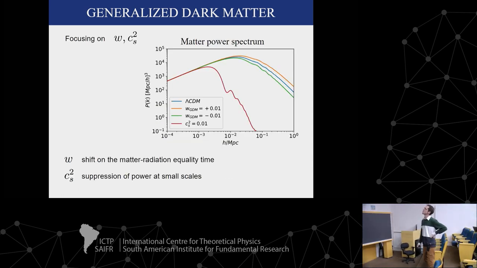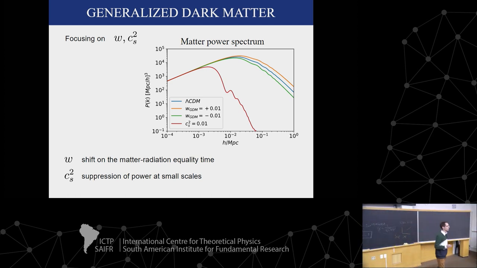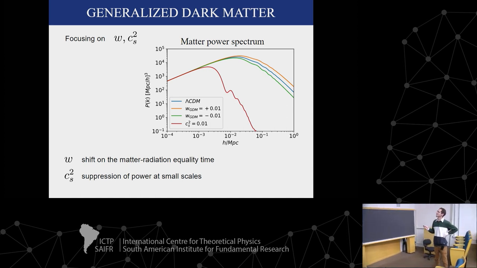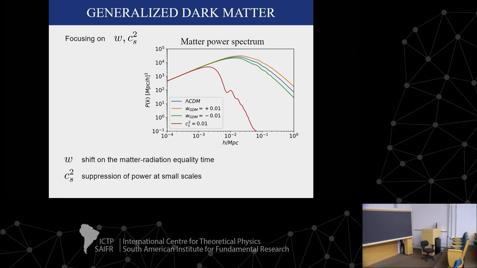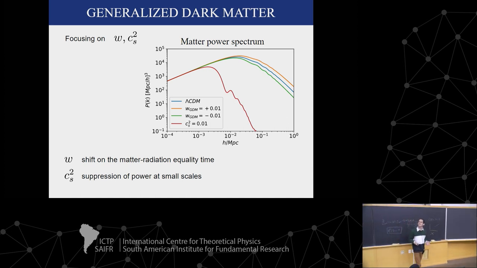Let's talk a little about the phenomenology of these parameters, focusing on W and the speed of sound. The main effect of W on the matter power spectrum is that it changes the moment of matter-radiation equality. This effect is mainly degenerate with omega matter, and the shift in matter-radiation equality imposes a shift on the turnover in the matter power spectrum. The main effect of the sound speed is to suppress the power at small scales, because of the exchange of energy due to the propagation of sound waves in the dark matter fluid.